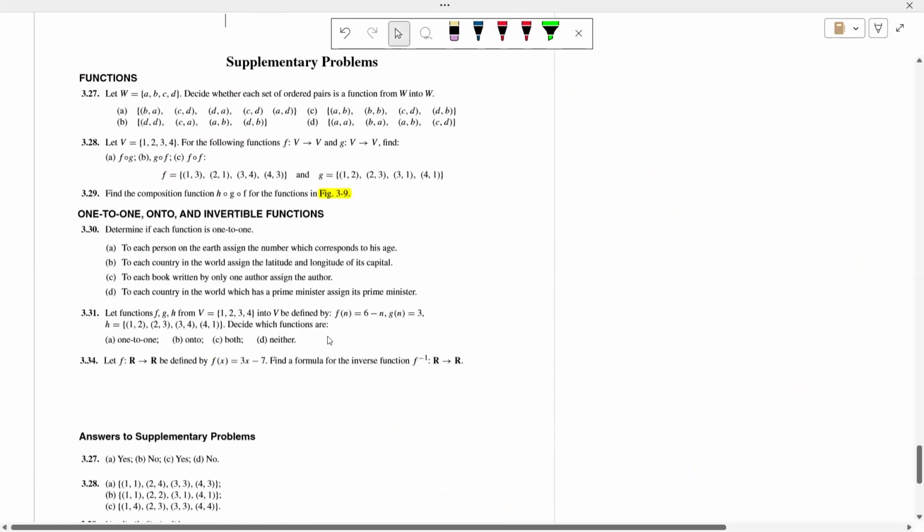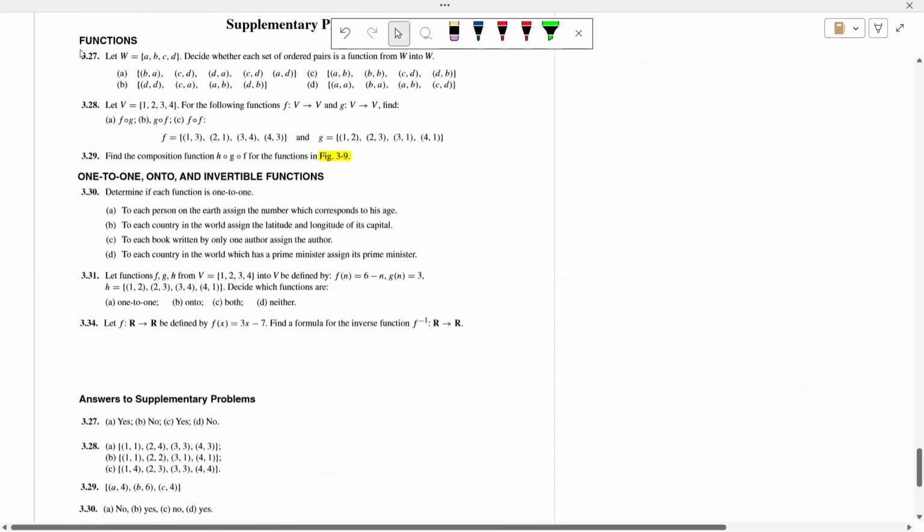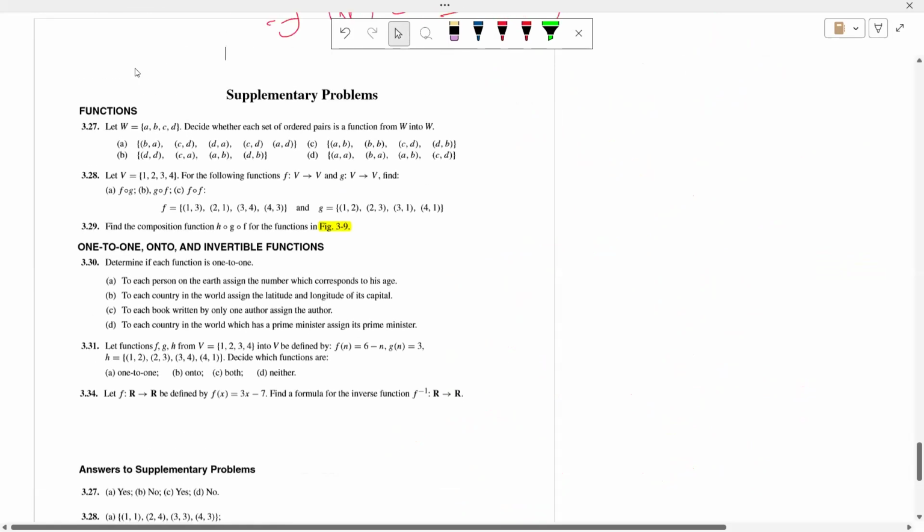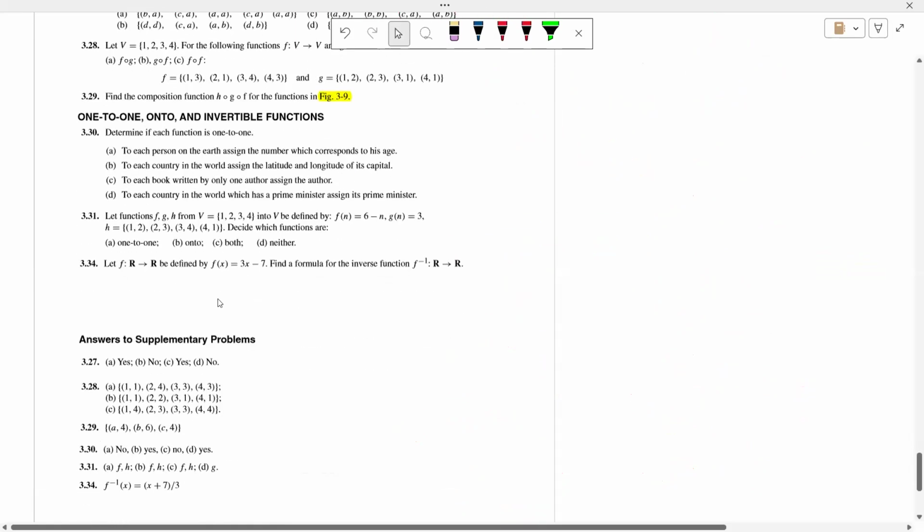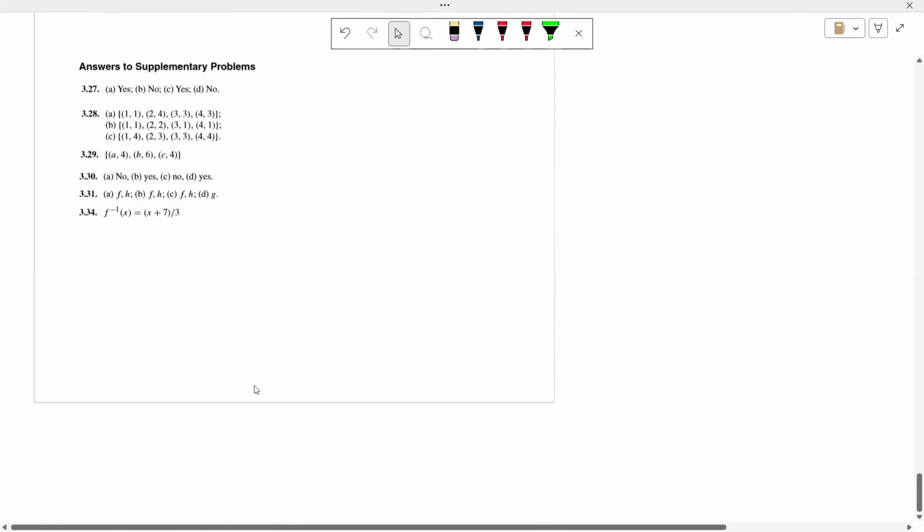Okay, I will stop here. You can practice these questions, right? The supplementary problems you can practice. Also, you have the answers, so just practice yourself and check the answers, right? That's all about functions.